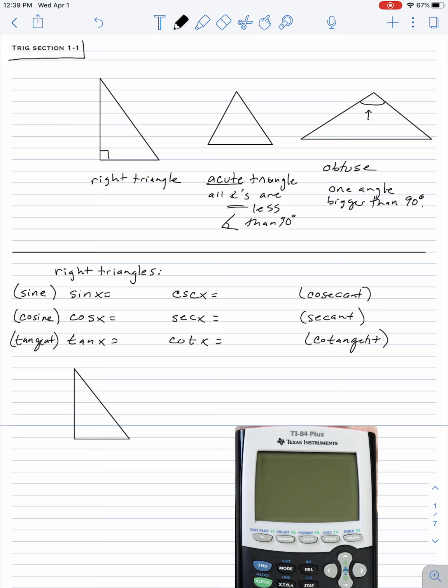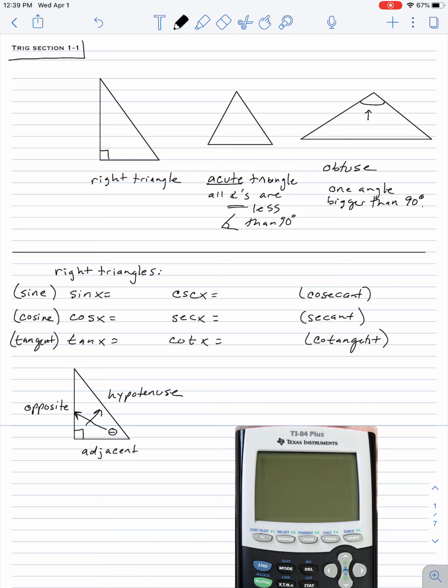So let's draw this triangle. We're going to call this angle right here theta. A lot of times we use Greek letters to represent angles. And the way that you label these sides is that the side across from the right angle is always called the hypotenuse. The side across from the angle that we are talking about is called the opposite. And the third side is called the adjacent because it's adjacent to that angle.